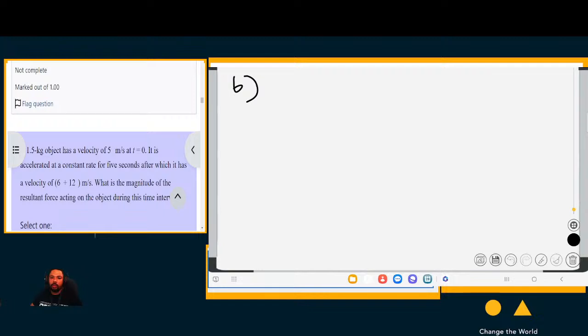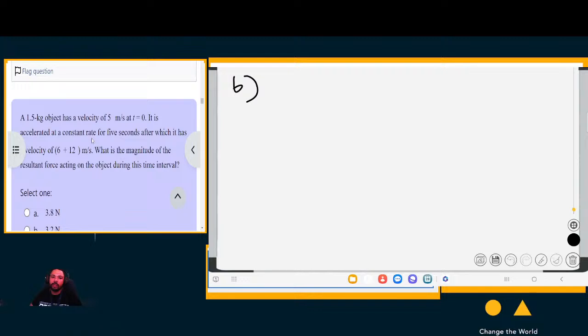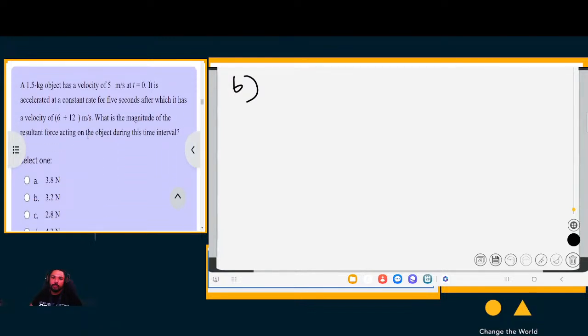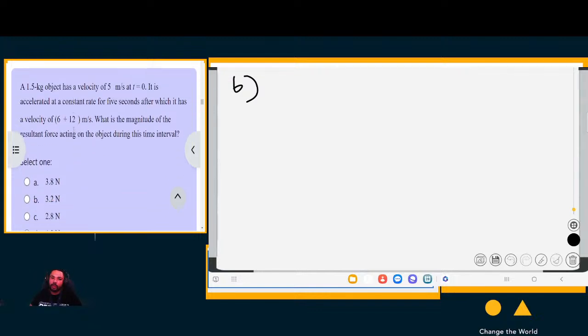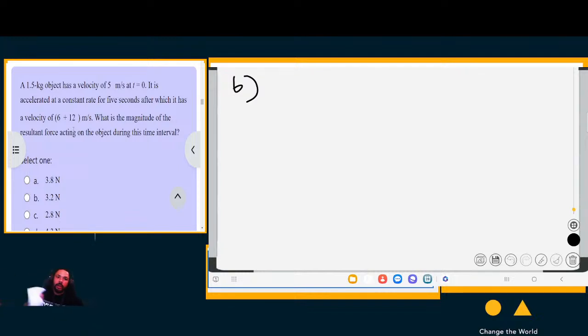Okay, let's go over to some practice problems. This is problem number 6. The number of the problem is not important, it's the actual problem. So the question asks, a 1.5 kilogram object has a velocity of 5 meters per second at time 0. It is accelerated at a constant rate for 5 seconds, after which it has a velocity of 6I plus 12J.